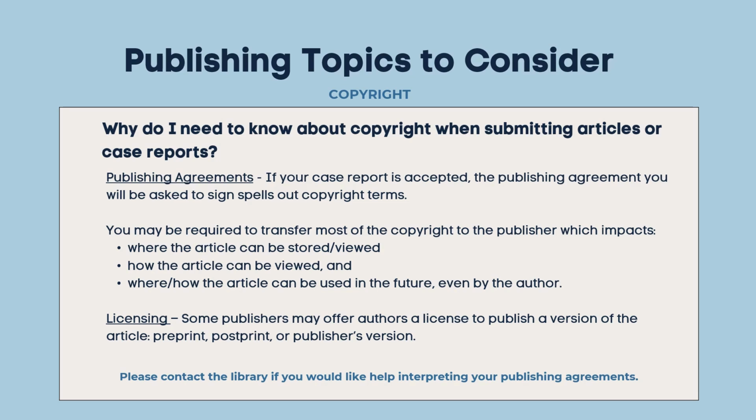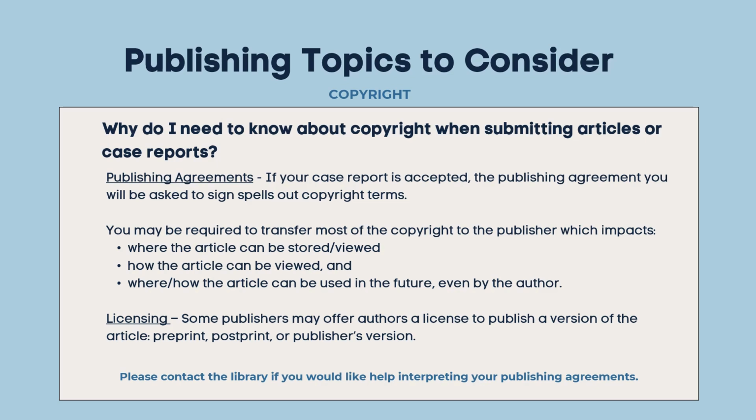Publishing topics to consider: copyright. Copyright is important to understand if you have a manuscript accepted for publication. You will be asked to sign a publishing agreement that spells out the terms of copyright. Authors may be asked to transfer most of the copyright to a publisher. This can impact where the article can be viewed or stored, how the article can be viewed, and where and how the article can be used in the future, even by the author.